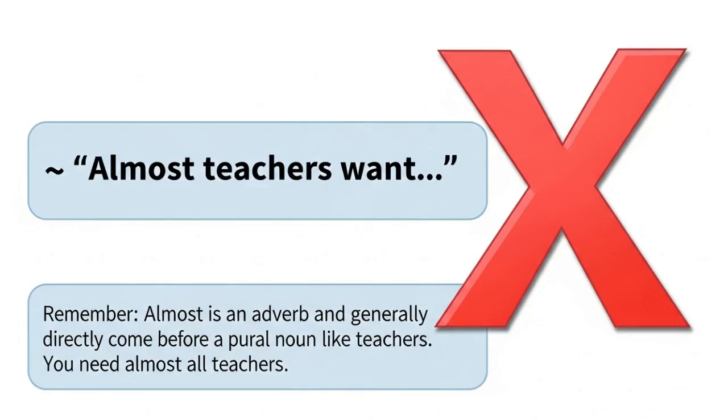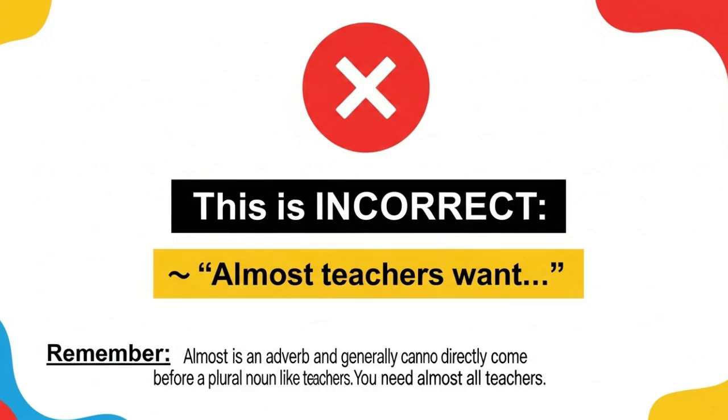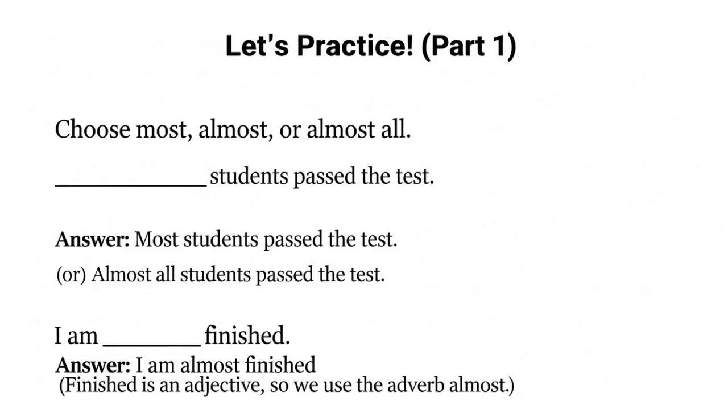Last example. Almost teachers want. I didn't finish this example, I'm just showing you this. This sentence is incorrect. I never want to see almost teachers. So, let's practice almost and most in some questions. Number 1. Blank students passed the test. What do you think? Almost or most? The answer, most or almost all. You can have either most, almost all. You can't have just almost.